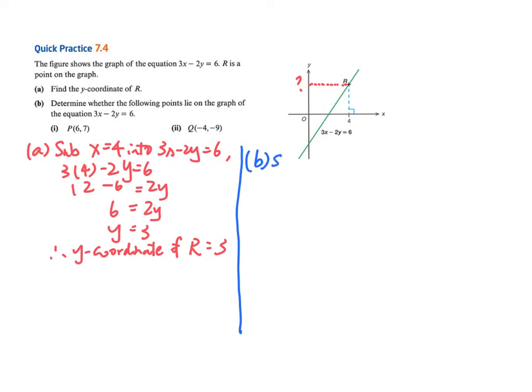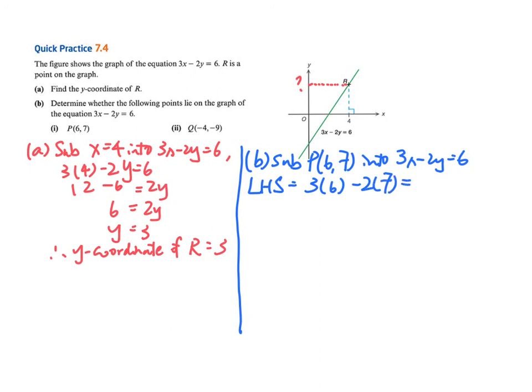For part B, I have to substitute point P, 6, 7 into the equation 3x minus 2y equals 6. The left hand side would be 3 times 6 minus 2 times 7. You can use the calculator. It would be 18 minus 14, so it would be 4. And the right hand side, very obviously, is 6. It is not equal to the left hand side, so therefore it does not lie on the graph, because it does not satisfy the equation.